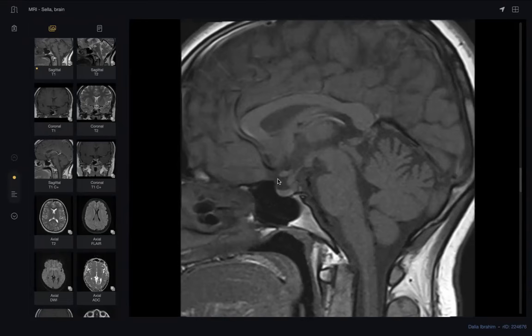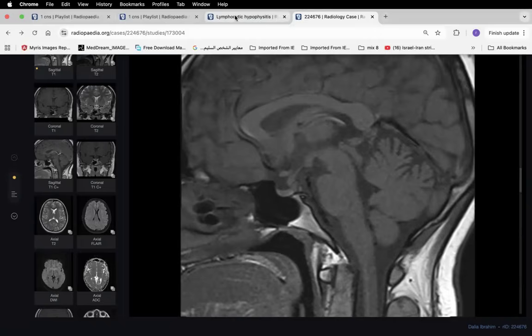Anyway, what is the association of this autoimmune disease? Hypophysitis is a component of a generalized, very common autoimmune disease. Causes: retroperitoneal fibrosis, fibrosing pancreatitis, sclerosing disease. It's IgG4 disease.